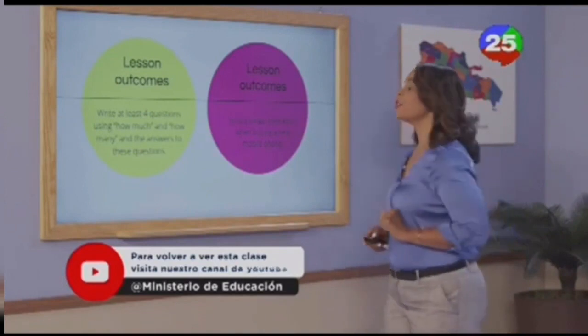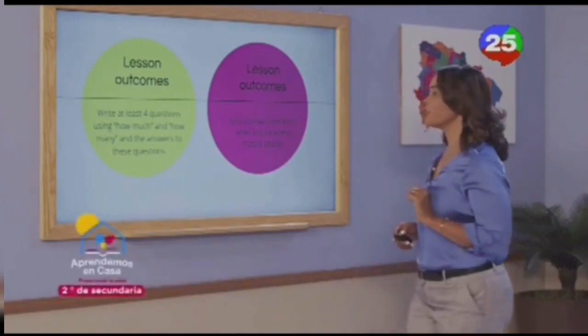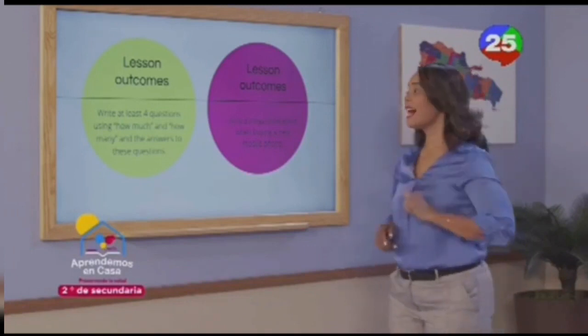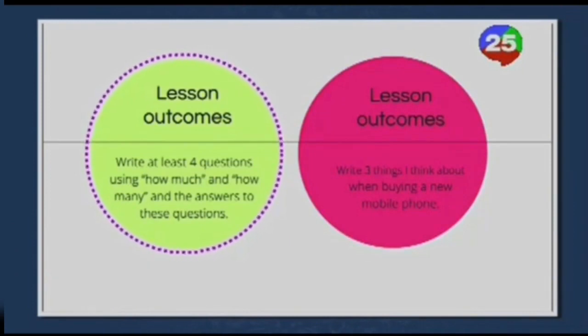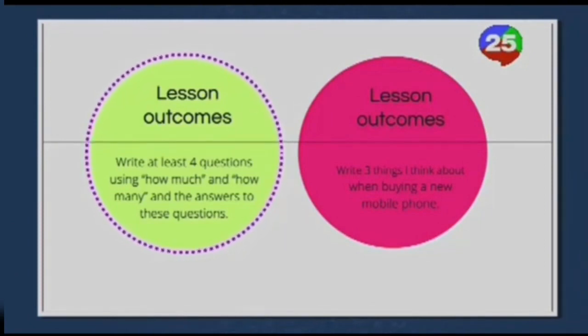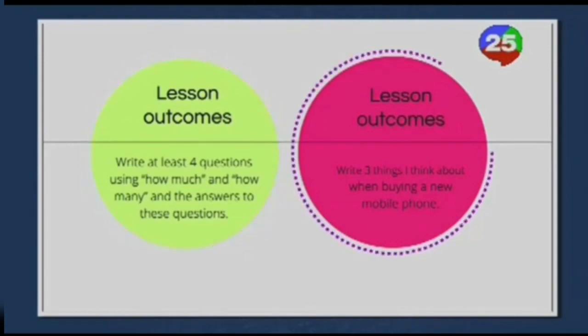Number one, you're going to write at least 4 questions using how much and how many and the answer to these questions. And also, you're going to write 3 things you think about when buying a new mobile phone.